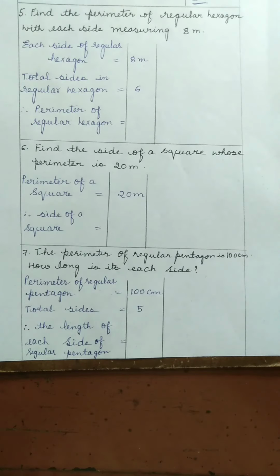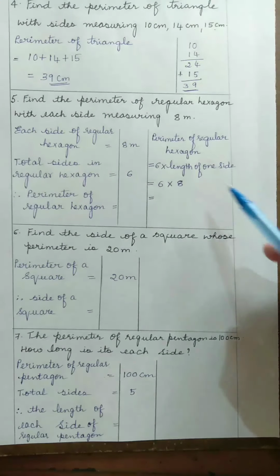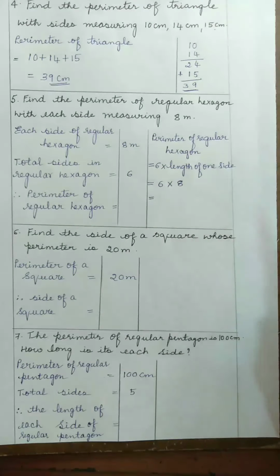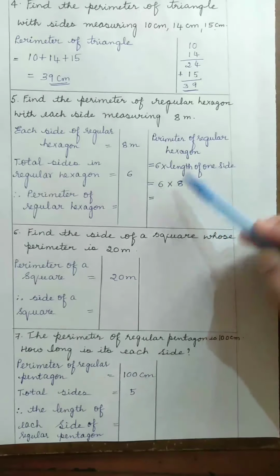equal. Therefore, if one side is 8 meter, the remaining 5 sides also will be equal to 8 meter because all the 6 sides are equal in a regular hexagon. Therefore, perimeter of a regular hexagon is equal to 6 into length of one side. That is, 6, the number of sides in a regular hexagon, into 8 meter.